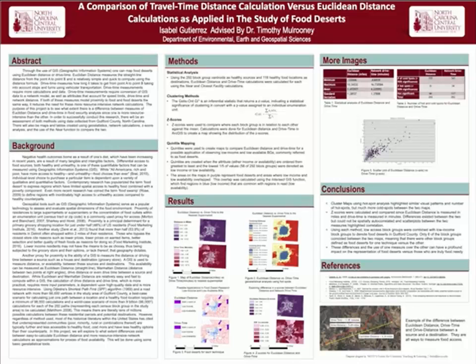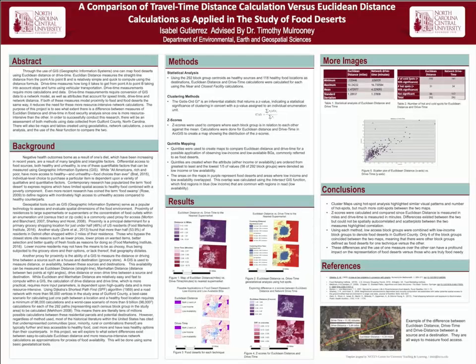Here's my project on a comparison of travel time distance calculation versus Euclidean distance calculations as applied in the study of food deserts. I worked with and was advised by Dr. Timothy Mulrooney from the Department of Environmental, Earth, and Geospatial Sciences at North Carolina Central University.